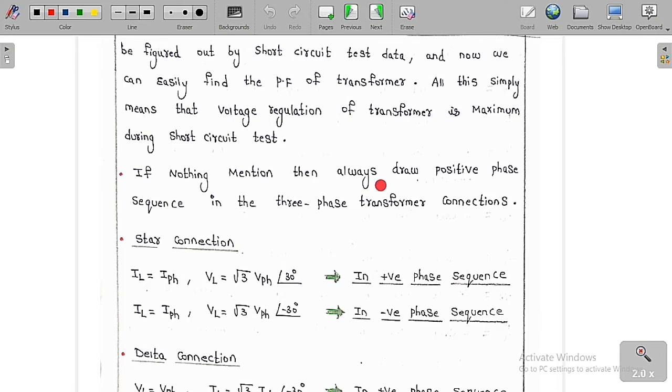If nothing is mentioned, then always draw the positive phase sequence in the three-phase transformer connections. See, in the three-phase transformer connections, if they are not mentioned regarding the phase sequence, then blindly go for the positive phase sequence in the clockwise direction.